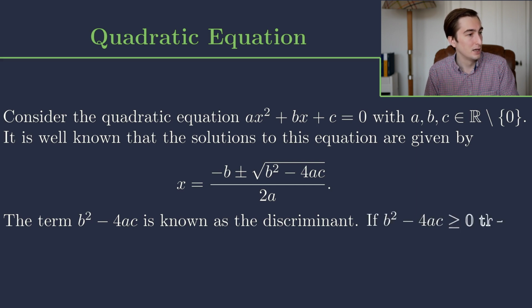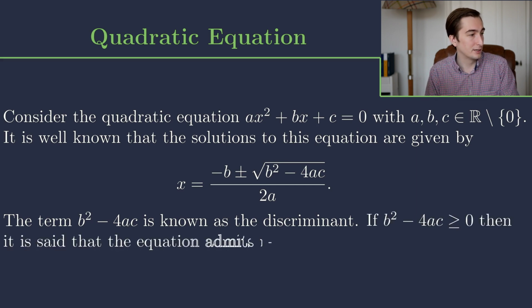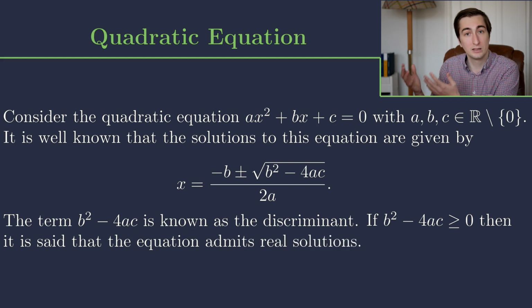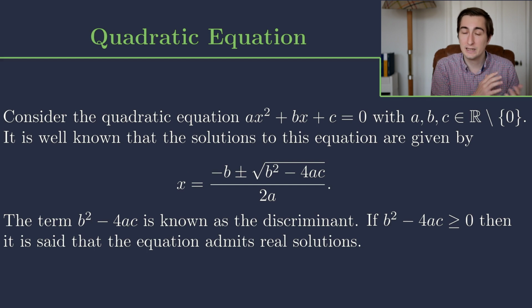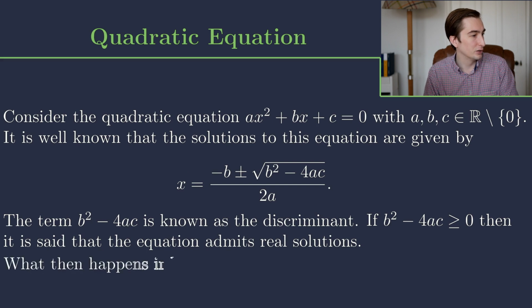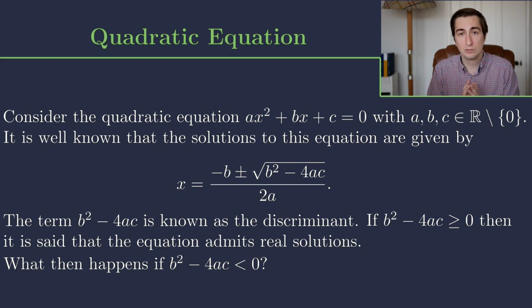As you might expect, when b squared minus 4ac is greater than or equal to 0, we say that this equation admits real solutions. That's because when this thing is greater than or equal to 0, we can indeed take the square root of positive real numbers, including 0 as well. So we ask ourselves the question, what happens if this thing is negative? Are there no solutions? What can we do? In general, when you did this in school, you would say, oh, there are no solutions to this equation, therefore I can't write any down.